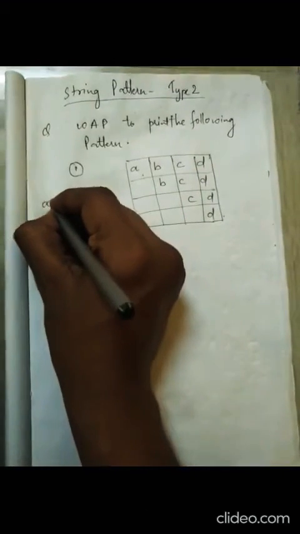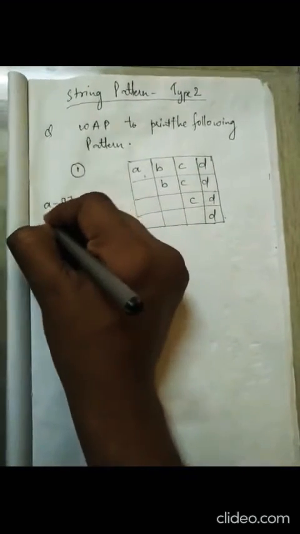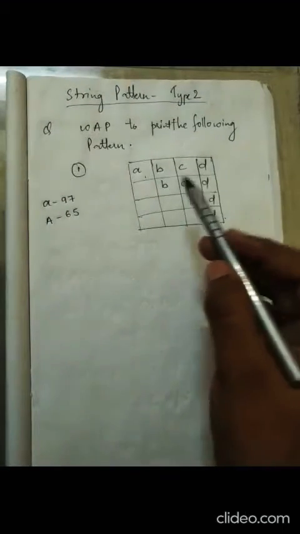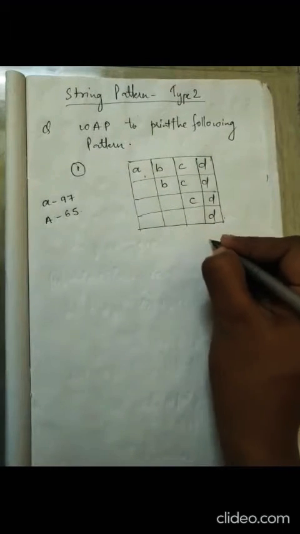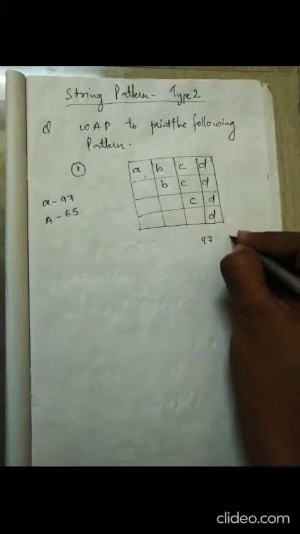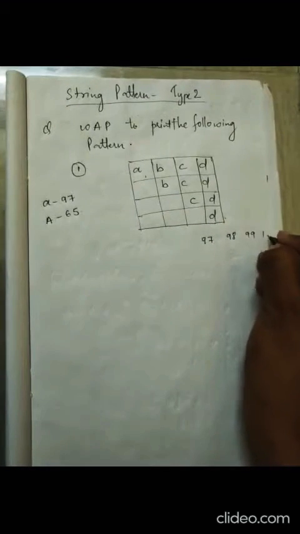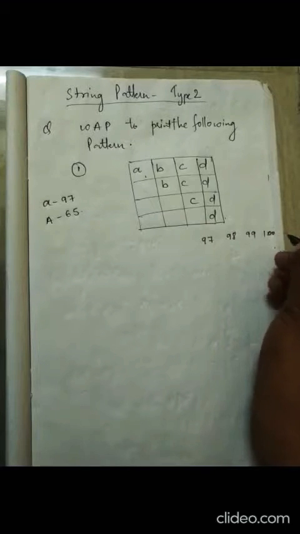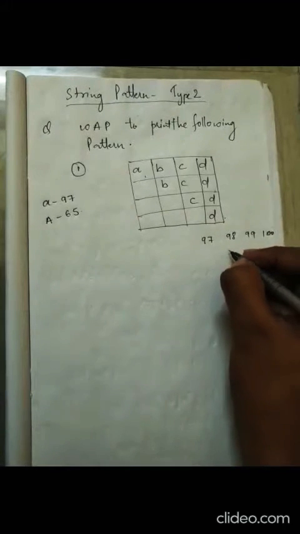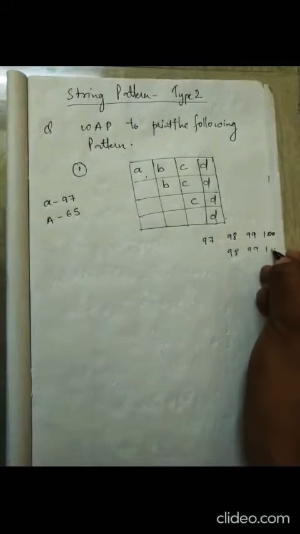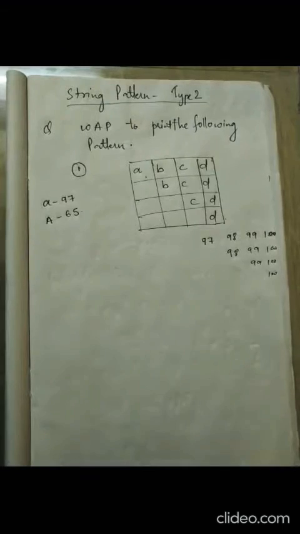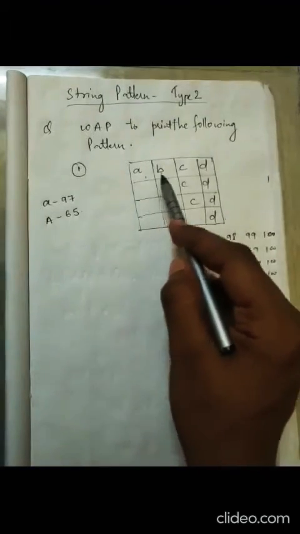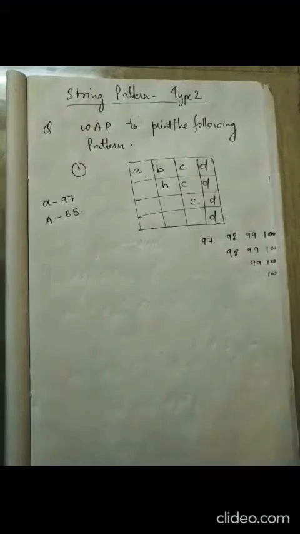For small a, the ASCII value is 97, and for capital A, the ASCII value starts from 65. So small a is 97, this will be 98, this is 99, this is 100. If I arrange according to the ASCII values, it is 97, 98, 99, 100. Then we have 98, 99, 100. This is 99, 100, and the last one is 100. Clear? This way I have changed this question into the form of ASCII values.